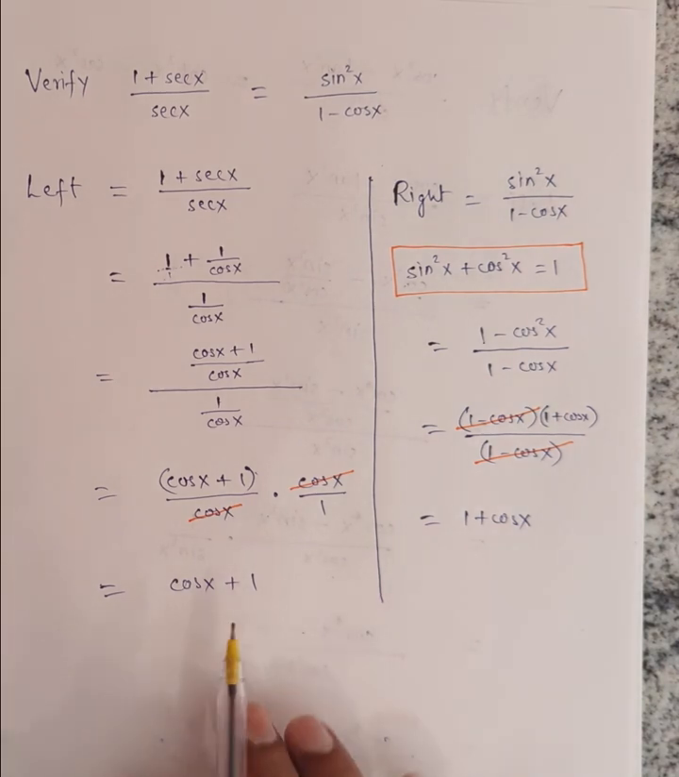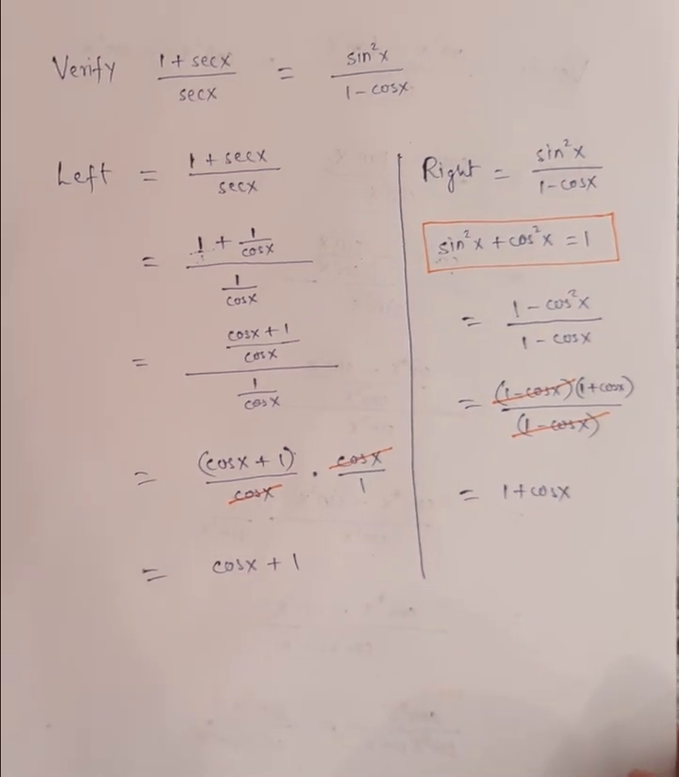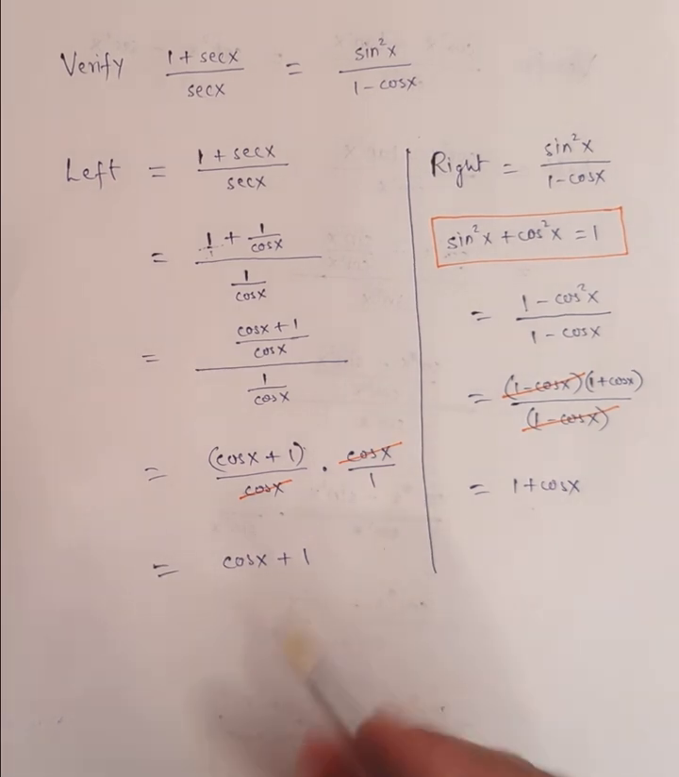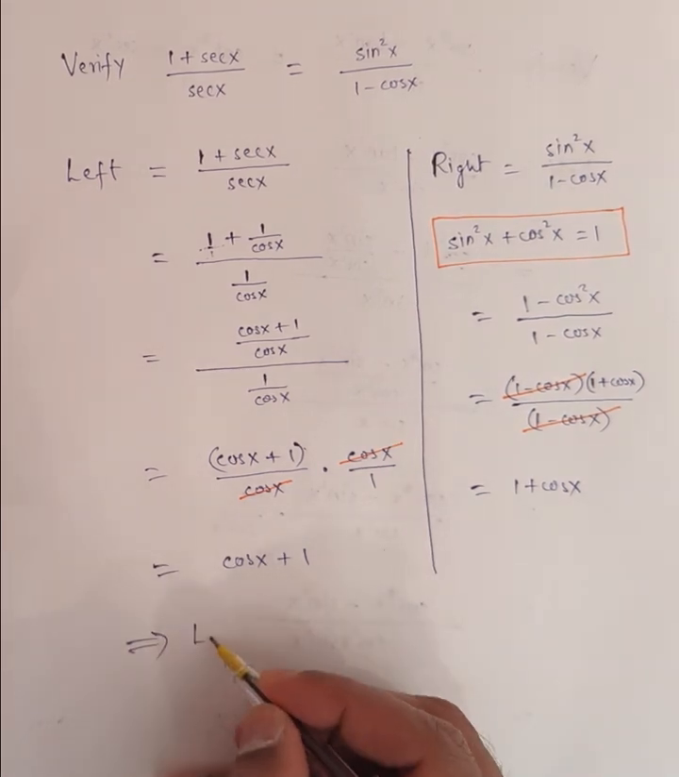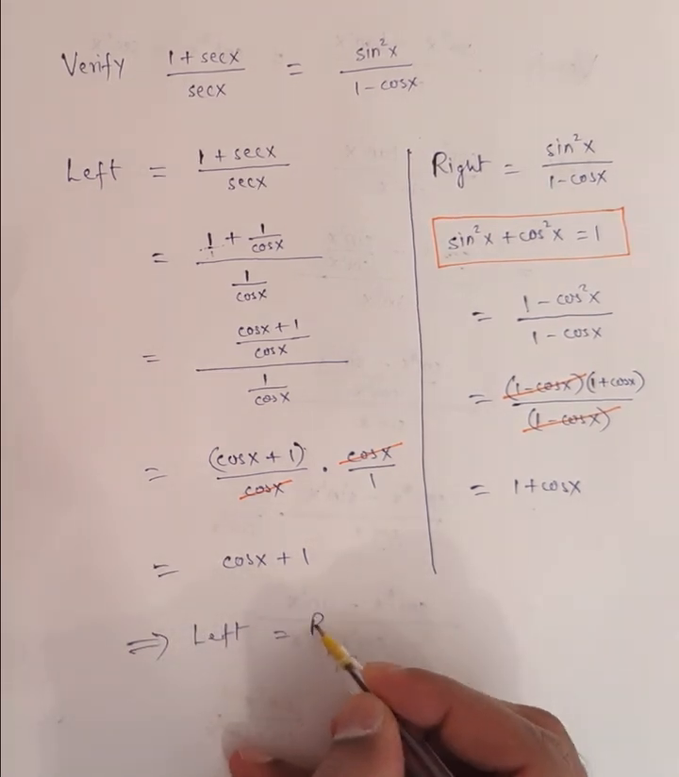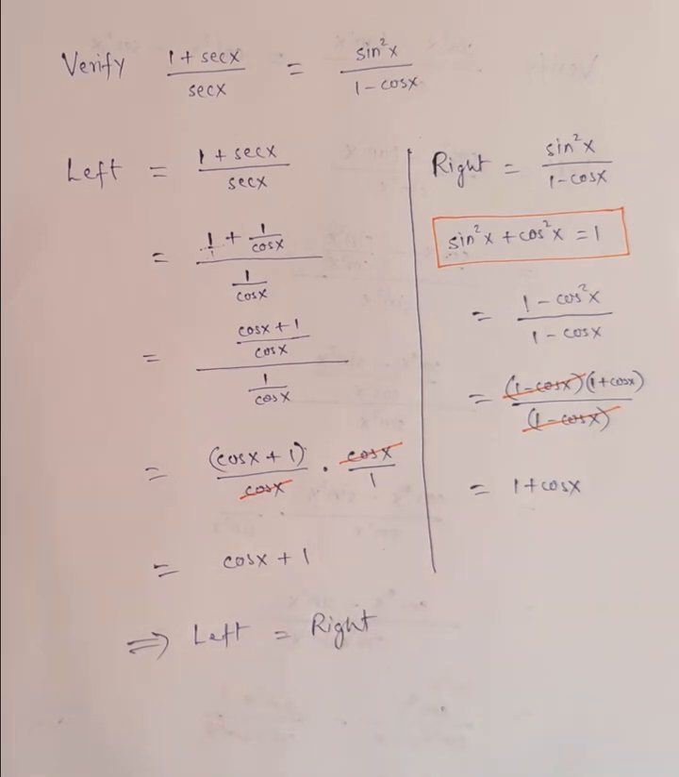So notice that's what we had for the left side, cos x plus 1, which means we just proved that the left side is equal to the right side. So at this point we are done.